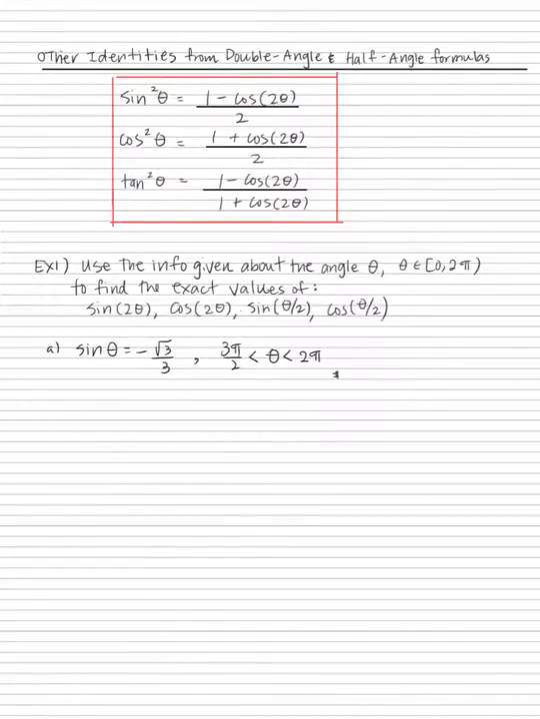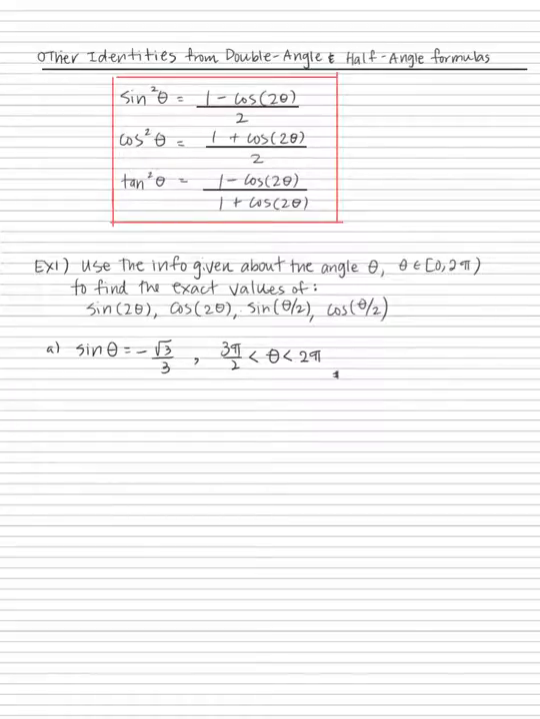So let's go with example 1. Use the information given about the angle theta to find the exact values of sine 2 theta, cosine 2 theta, sine and cosine of theta over 2. The first example: given that sine of theta equals negative root 3 over 3, and theta must lie between 3 pi over 2 to 2 pi.